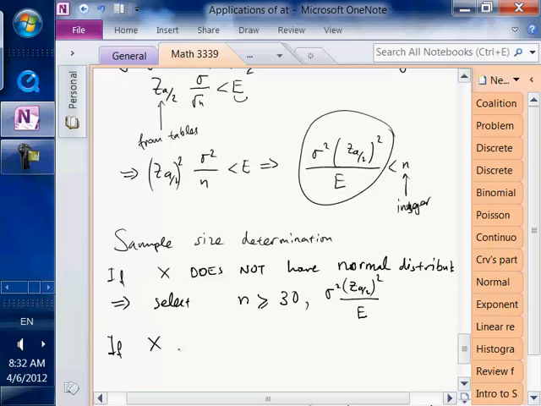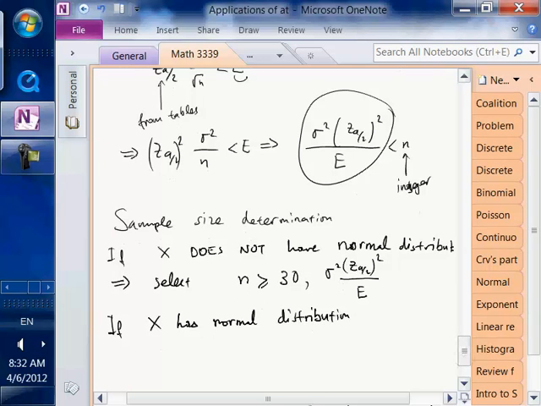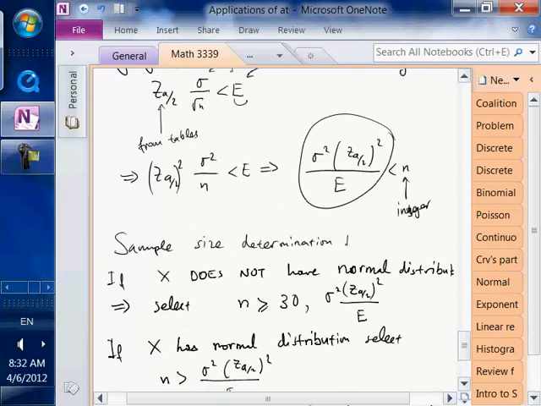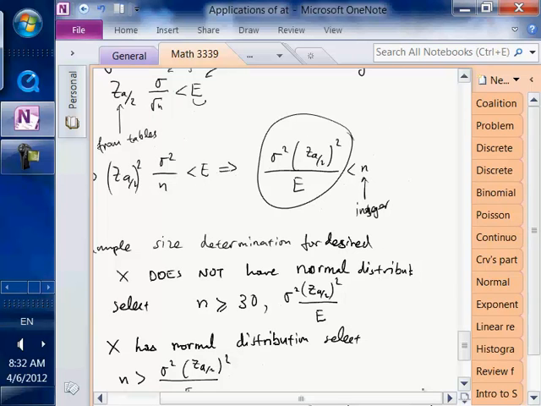If X has normal distribution, select n to be greater than... I think I need to add something for desired accuracy E.